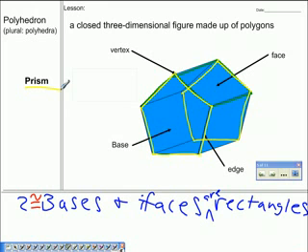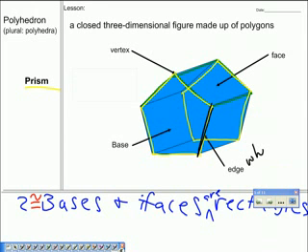Well, we also have some other words here that we need to look at. Edge. Here's an edge right here. What is an edge? Can somebody give me just a working definition? It would be where what meet? The sides, right? So it's where the faces meet. An edge is where the faces meet.